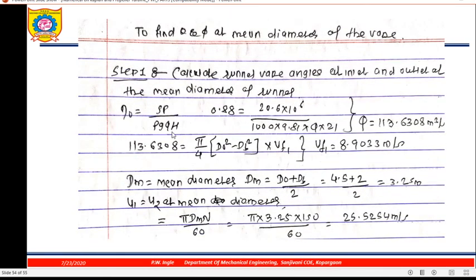So overall efficiency is shaft power upon water power. You can calculate Q. So it is 113.6308. Equate to π/4 (D0² − Dh²) × Vf1. So you will get Vf1. Now mean diameter Dm equal to (D0 + Dh)/2. This is very important. Then U1 equal to U2 at mean diameter, π Dm N by 60. Dm is mean diameter.